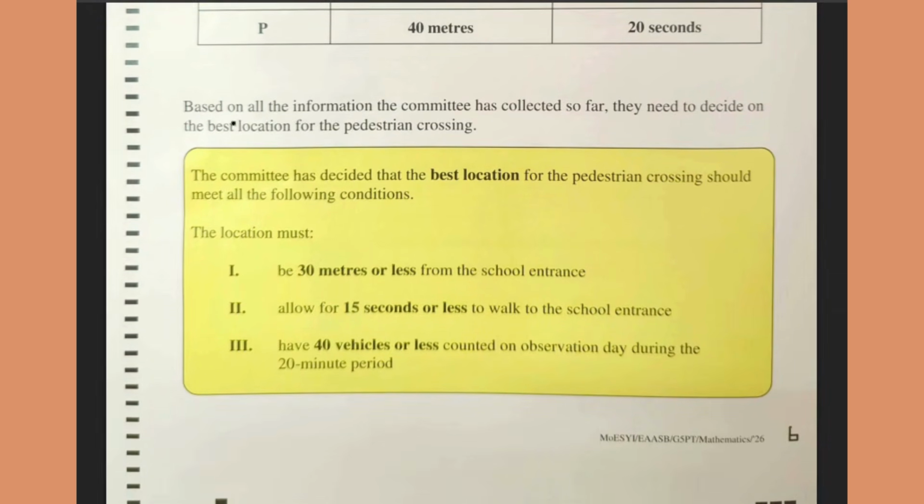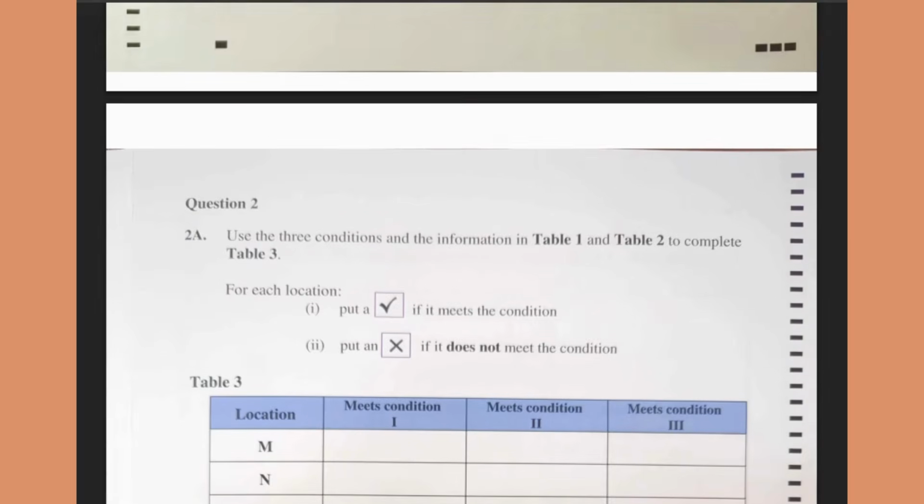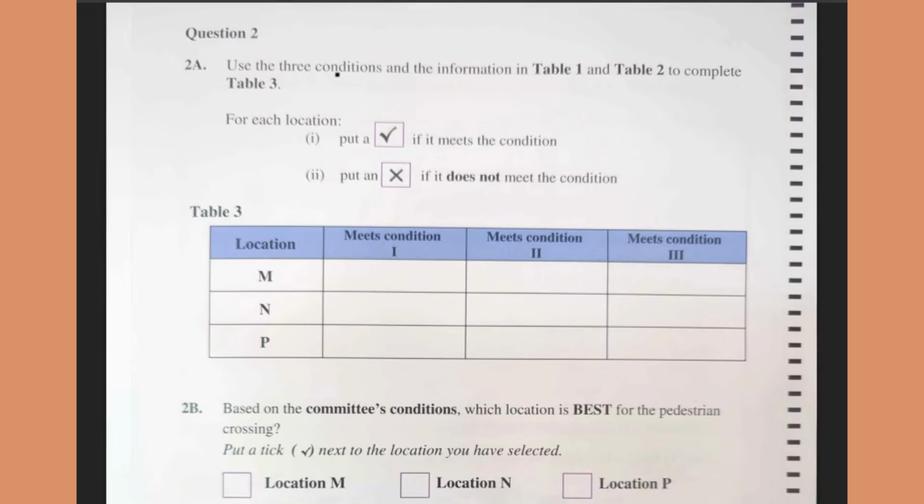Now let us continue. Based on all the information the committee has collected so far, they need to decide on the best location for the pedestrian crossing. The committee has decided that the best location for the pedestrian crossing should meet all the following conditions. 1. The location must be 30 meters or less from the school entrance. 2. Allow for 15 seconds or less to walk to the school entrance. And 3. Have 40 vehicles or less counted on observation day during the 20-minute period. So let us keep all those in mind when we're doing these questions.